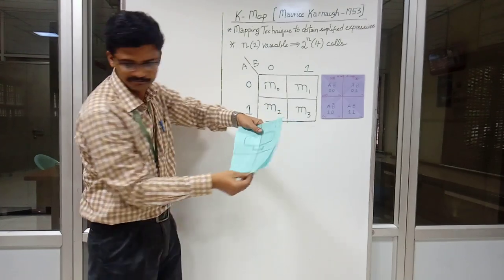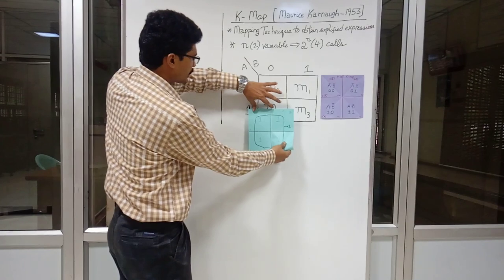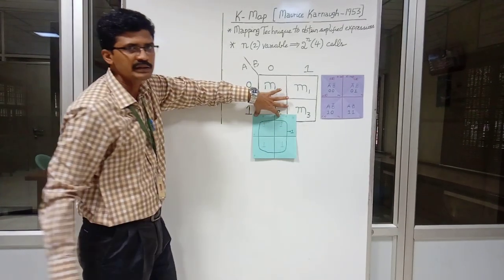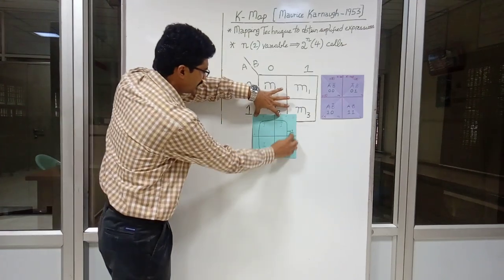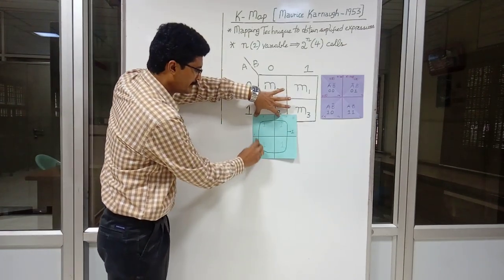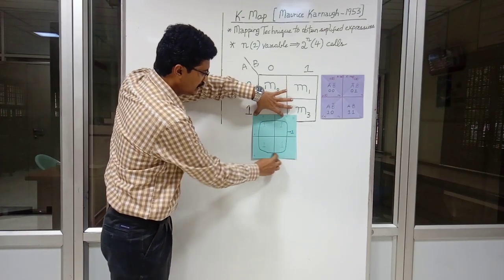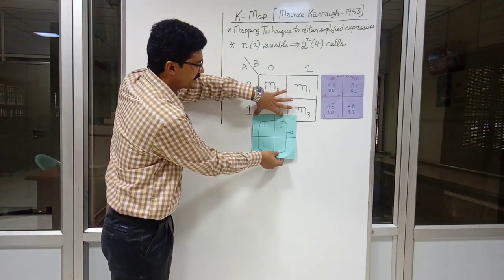The next example. This is the case whereby I have all ones placed in the four cells. If I combine them, it is dependent on A bar, dependent on A, dependent on B bar, dependent on B. That is the reason for combining together and marking it as 1.